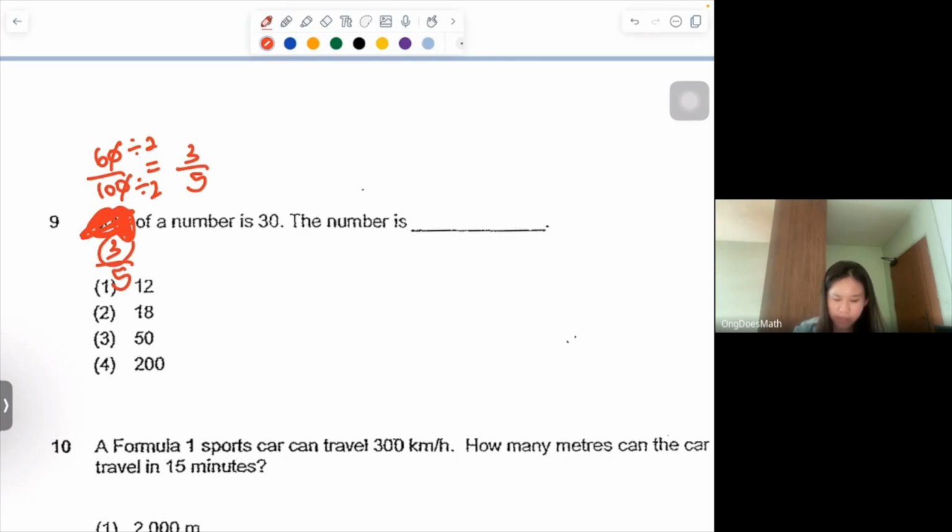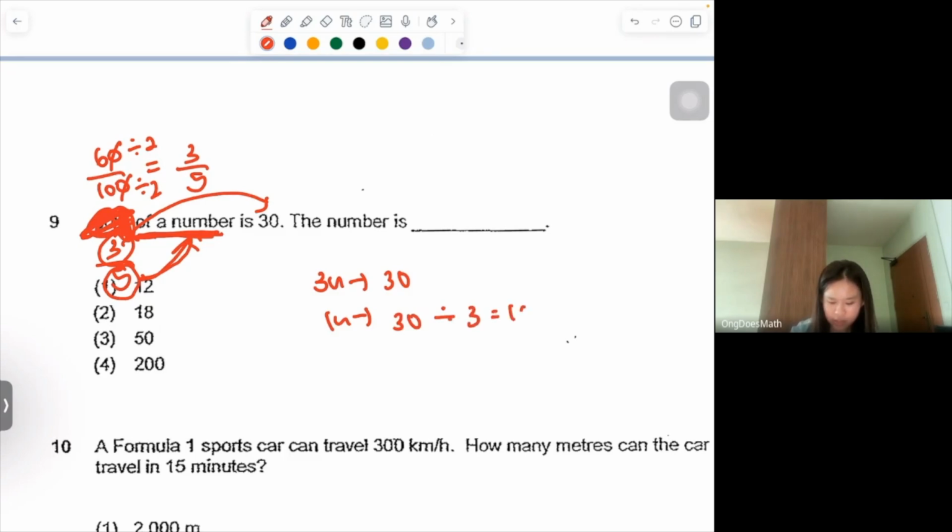So 3 will belong to who? 3 will belong to the 30. 5 will belong to the number, right? So this one will always be your denominator. So the number is 5 units and 30 is 3 units. So 3 units is 30. 1 unit will just be 30 divided by 3, gives you 10. What you want to do is find out what 5 units is, because the number is 5 units. So 5 units will just be 10 times 5, which gives you 50. And hence answer is option 3.